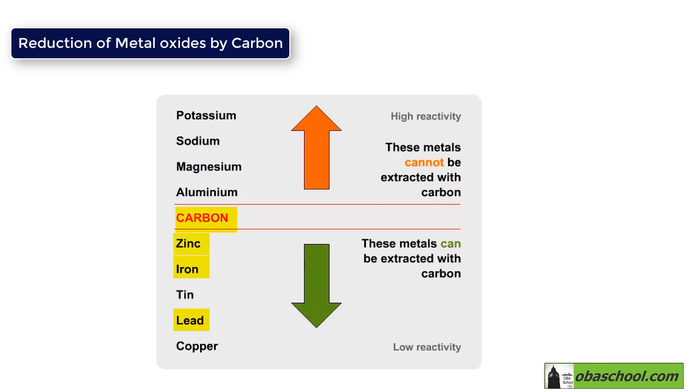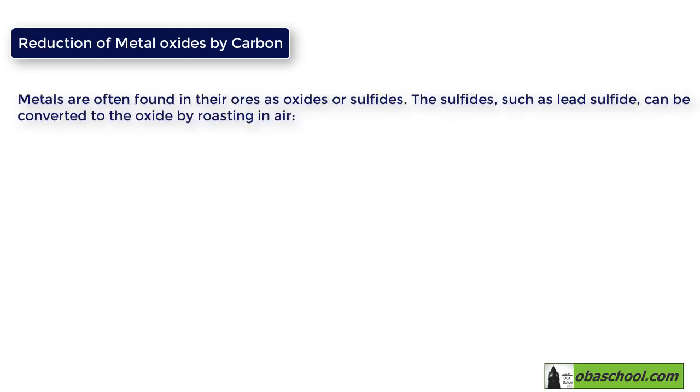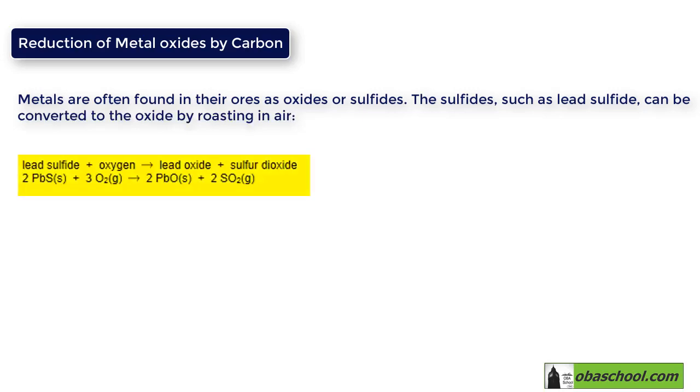Carbon has an important role in the extraction of these metals. You can see that they are less reactive than carbon. Metals are often found in their ores as oxides or sulfides. The sulfides, such as lead sulfide, can be converted to the oxide by roasting in air. So lead sulfide, PbS, plus oxygen, O2, can give lead oxide and sulfur dioxide.